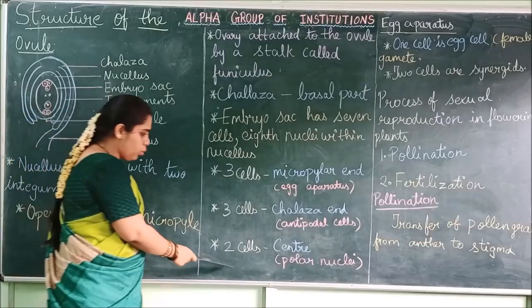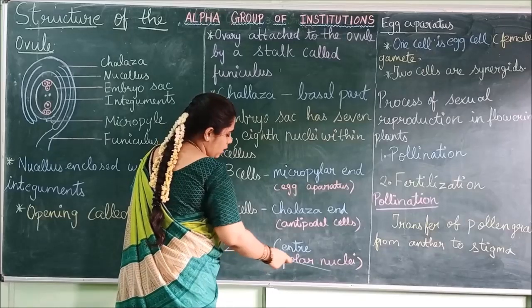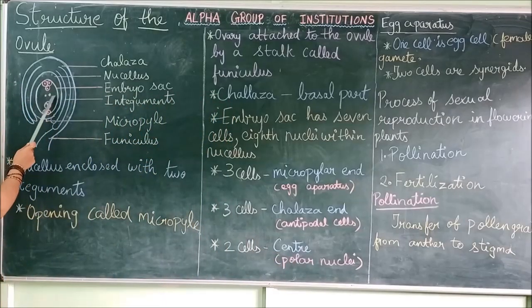And the next two cells are in the center. They are called polar nuclei. In the center, two small dots are present, and those two cells are called polar nuclei. These are the cells present inside the embryo sac.